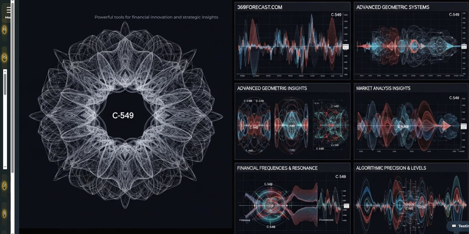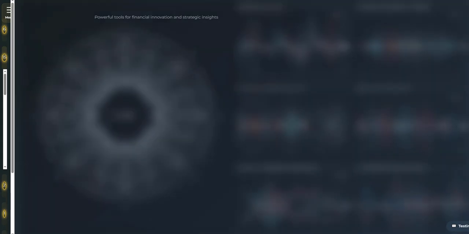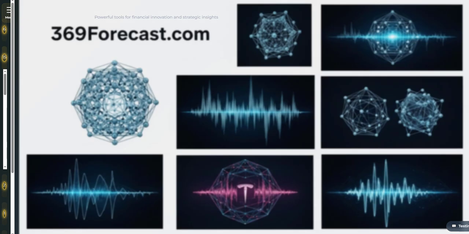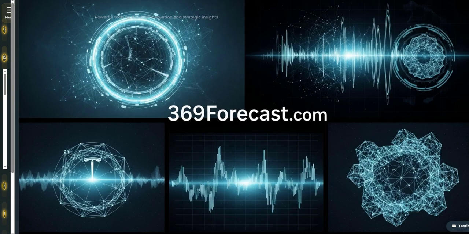Hello friends and traders, welcome to the analysis of AMD stock using the 369 Apex tool, which combines the geometry of various elements to give us the apex turning points we are seeking through geometrical structures.